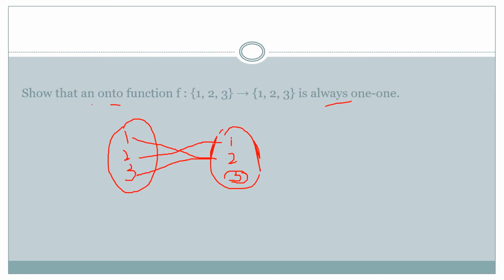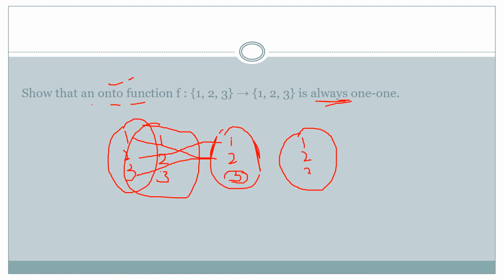Next is: show that an onto function f from {1, 2, 3} to {1, 2, 3} is always 1-1. We are saying that it is already given that the function is onto, so we have to show this will always be 1-1. What are we saying? It's a function from {1, 2, 3} to {1, 2, 3}. The function is onto, and we have to show that this is always 1-1.